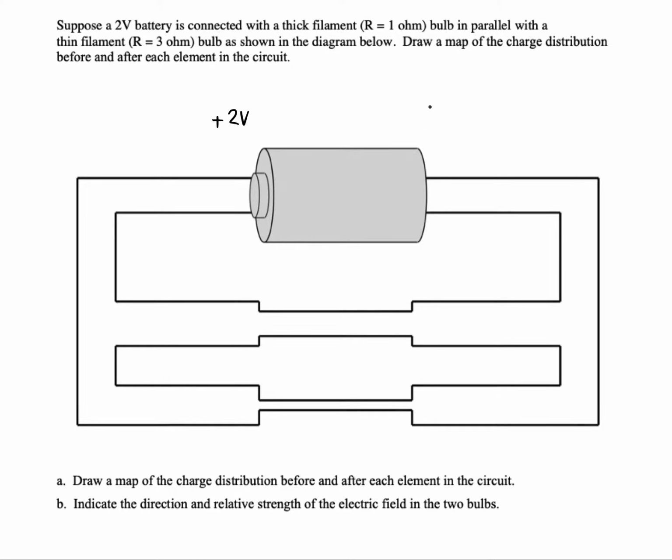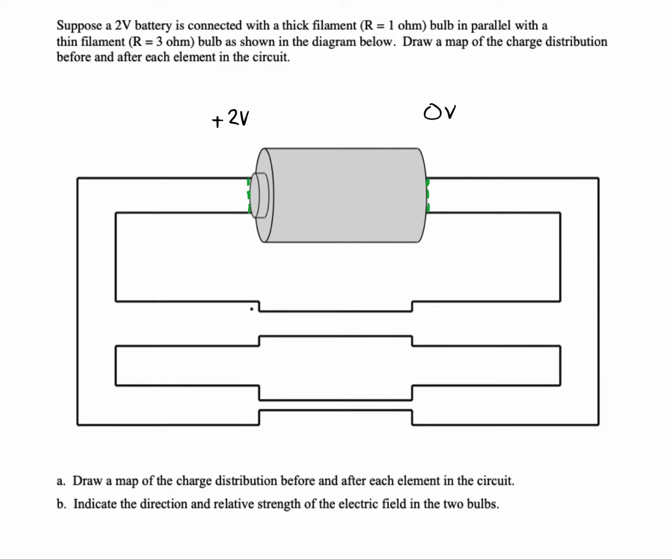Okay, so we can start off just by labeling our equipotentials. We're going to have the positive 2-volt equipotential right here on the positive terminal. We'll have the 0-volt equipotential on the negative terminal. And let's see, we've got a 1 ohm bulb and a 3 ohm bulb.